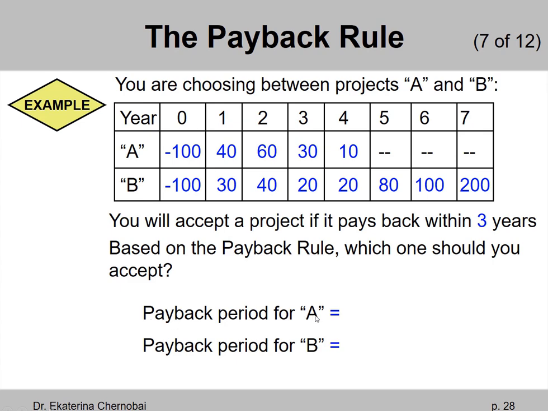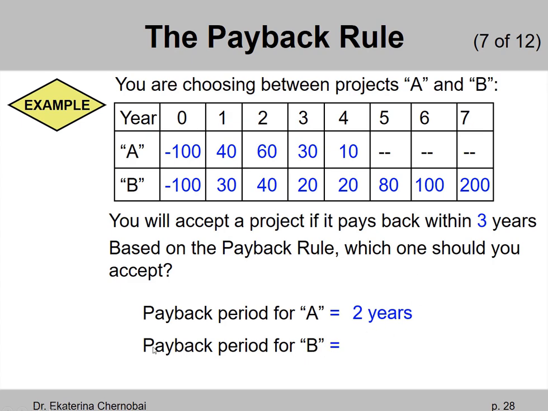What's the payback period for project A? Let's start counting. After the first year, we recover 40. After the second year, we recover another 60, and we are exactly at $100 by the end of the second year. So the payback period for A is exactly 2 years, 2 full years.